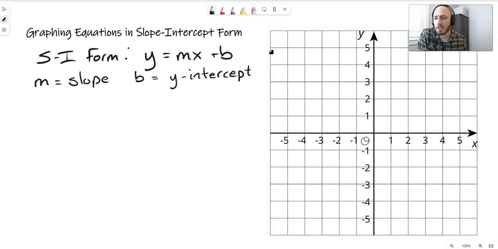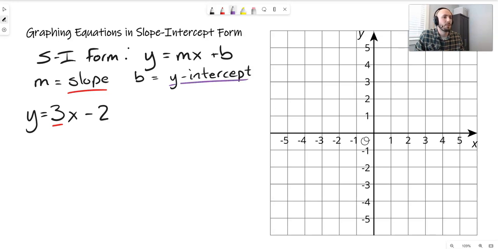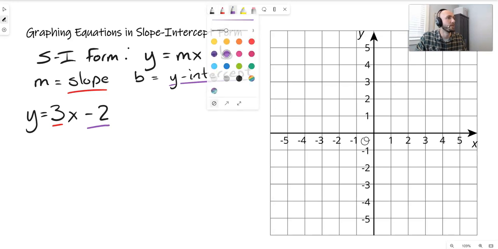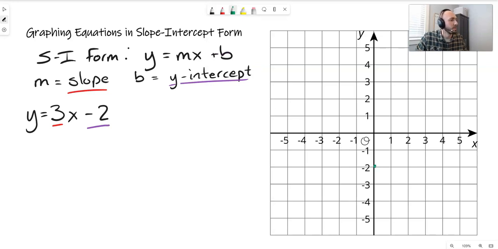So let's look at the equation y equals 3x minus 2. Okay, so first let's identify the slope and the y-intercept. Our slope here is 3, and our y-intercept is -2. So we can plot our y-intercept on the graph to get our first point. We know that the graph crosses the y-axis at -2, so we'll use a different color here. Let's use green. So I'm going to put a little point right there.